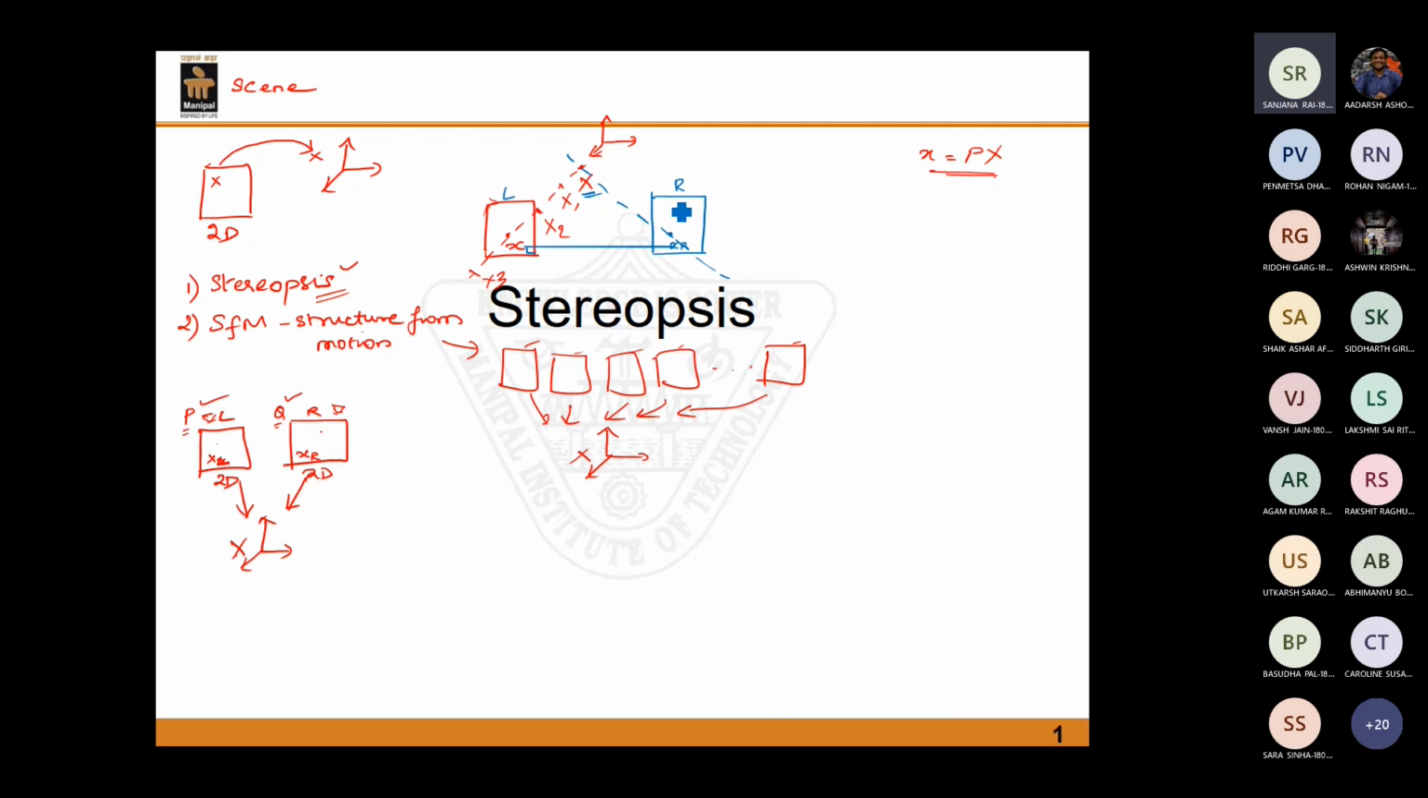But with the help of a second image, we get extra information regarding the point, and that extra information is found by finding the corresponding point of x in the right image. Then we can again use the camera projection model and find that the capital X, or the 3D point, is the point that we are looking for. This is the basic concept of stereopsis, and we'll go through the details in the corresponding slides.